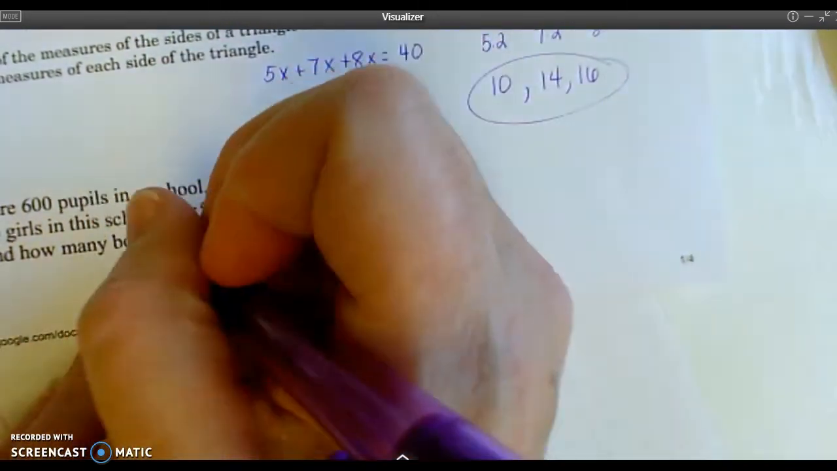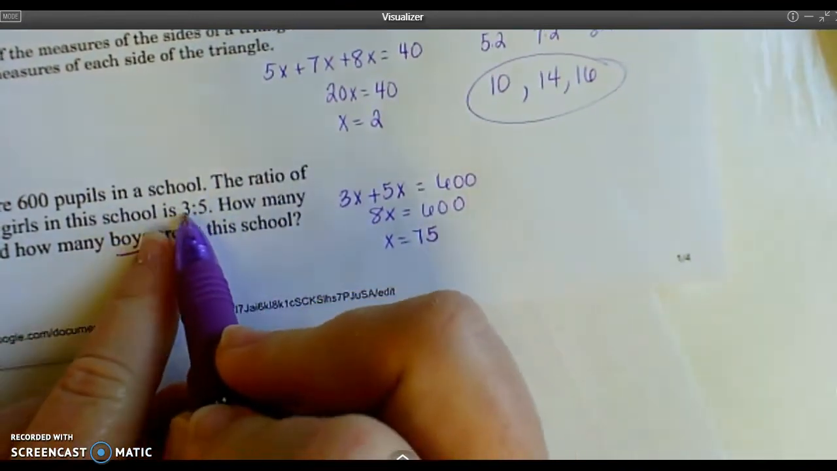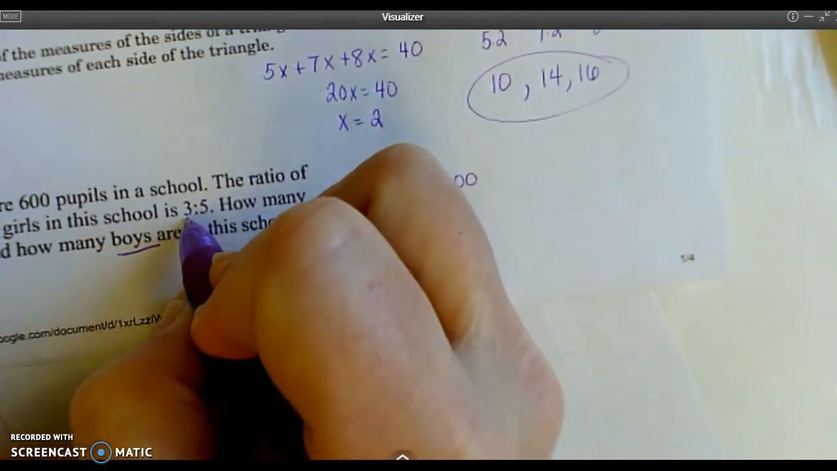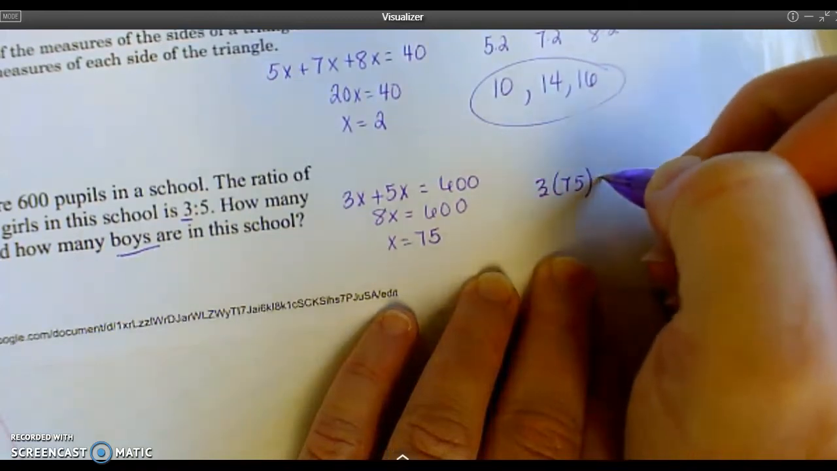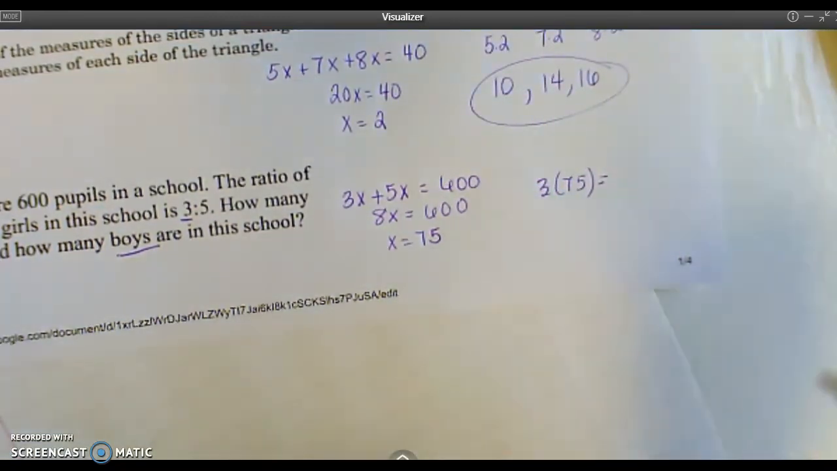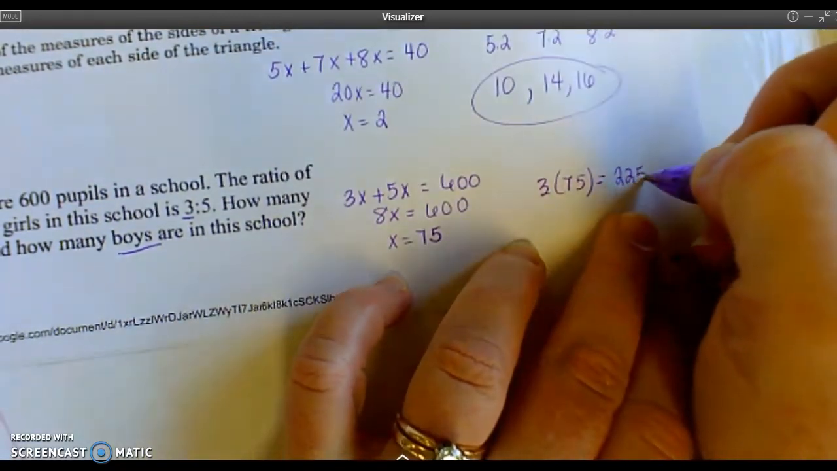Okay, we want to know how many boys there are. This is boys to girls. So we know boys is 3. So we're going to take 3 times 75 to get our final answer, which is 225.